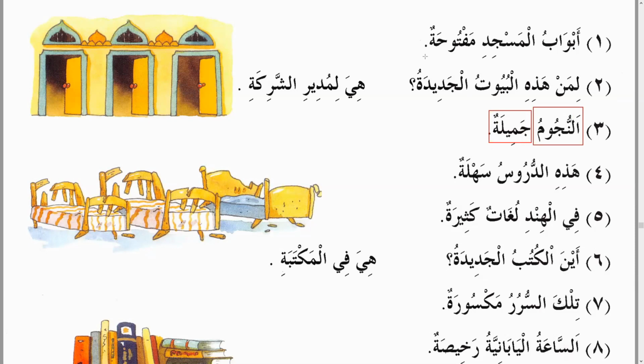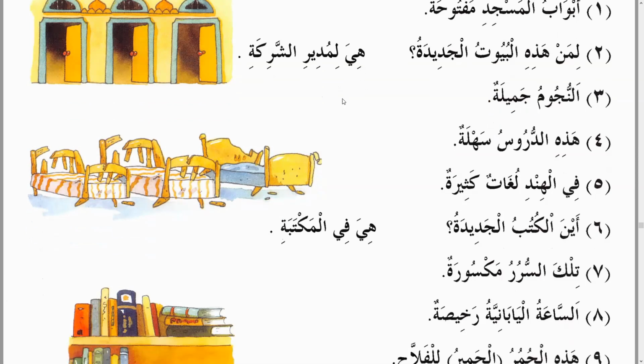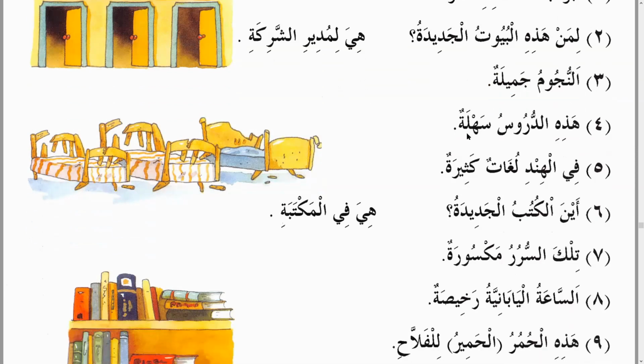النجوم جميلة. The stars are beautiful. Next one, هذه الدروس سهلة. These lessons are easy. Right? Hazi generally means this, but because we are talking about durus, lessons, the plural, in Arabic, you have to use a singular feminine, hadihi. So, hadihi durusu, again, singular feminine.